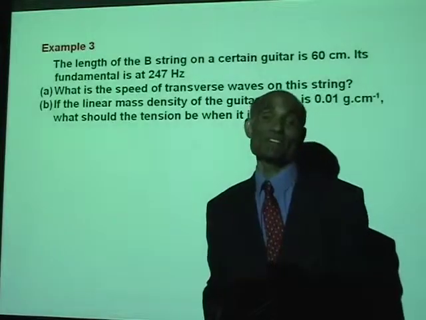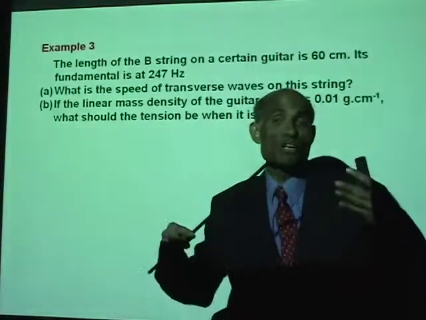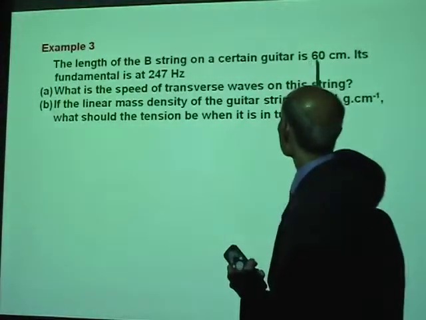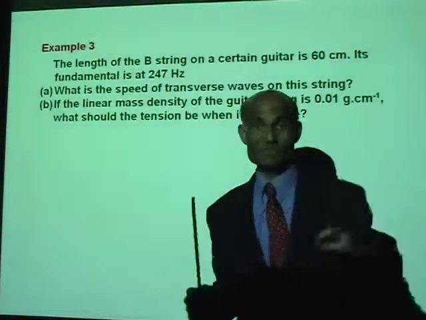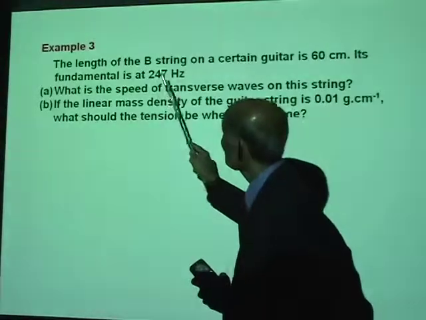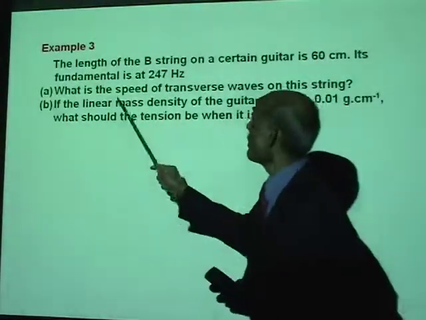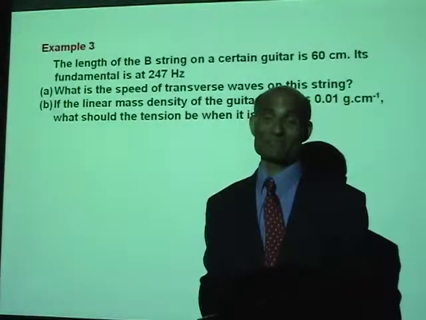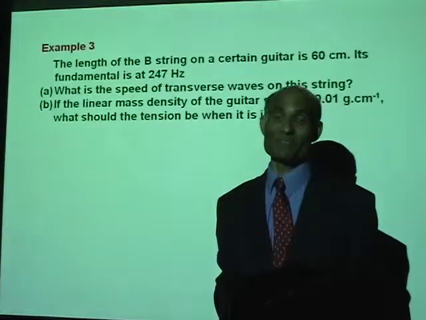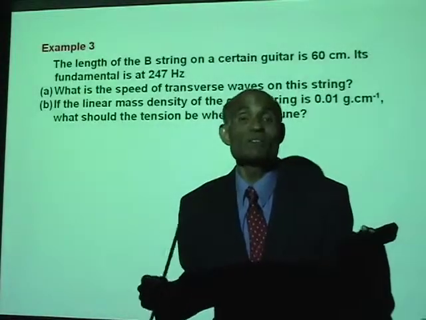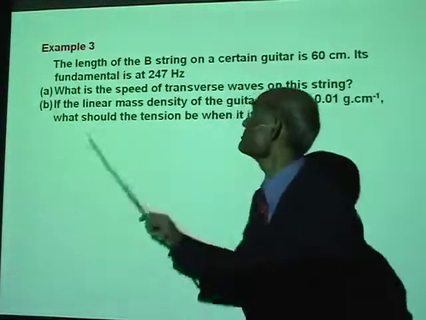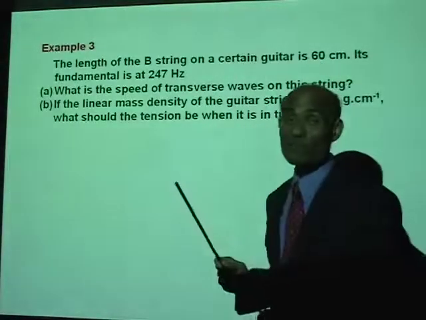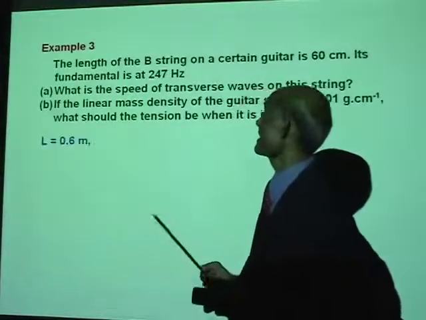The length of the B string on a certain guitar is 60 centimeter, and its fundamental frequency is 247 Hertz. You see, look at the information. You can actually obtain many other information using that. You are given the length of the string. You are given the fundamental frequency. What is the speed of transverse waves on the string? Well, speed V equal to F lambda. You know F. You know lambda from the length of the wire. Therefore, you can calculate the speed.